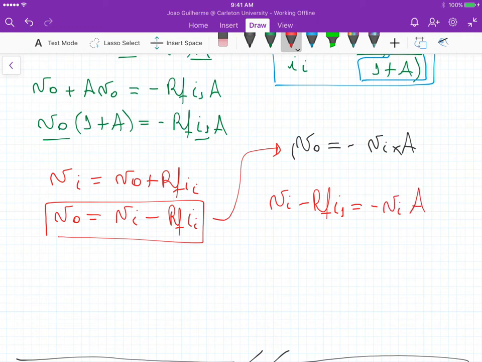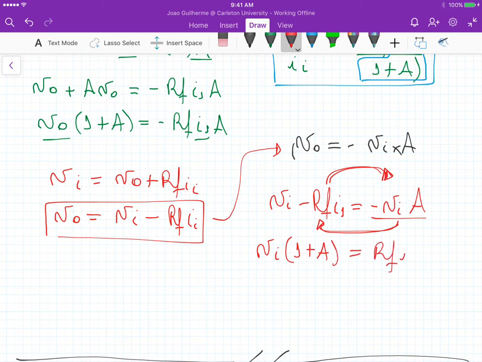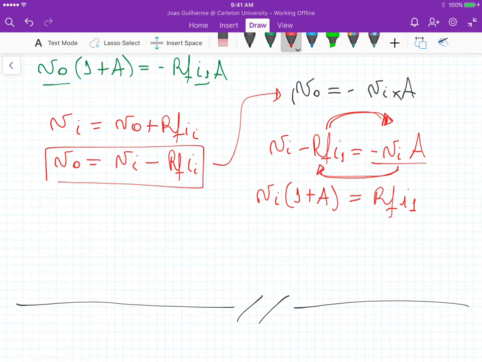Okay, and now to calculate the input resistance seen from the input of the circuit, we just need to isolate Vi. So in this case, we get Vi times 1 plus A, moving terms to each side, is equal to RF Ii. If we isolate Vi over the input current Ii, that should be equal to RF divided by 1 plus A.